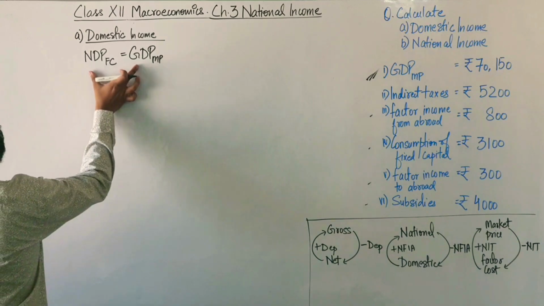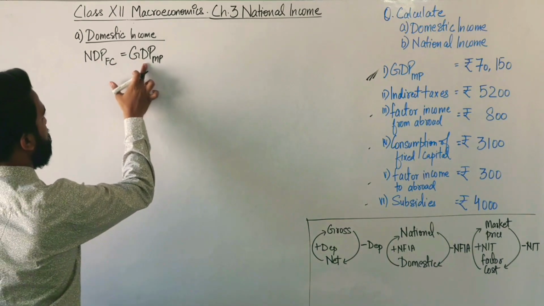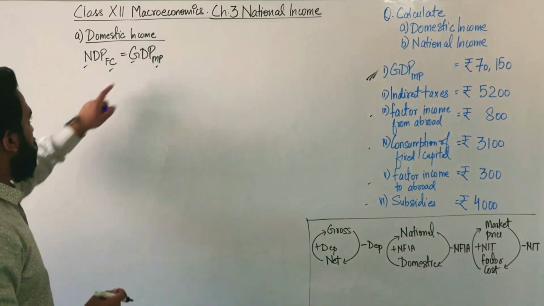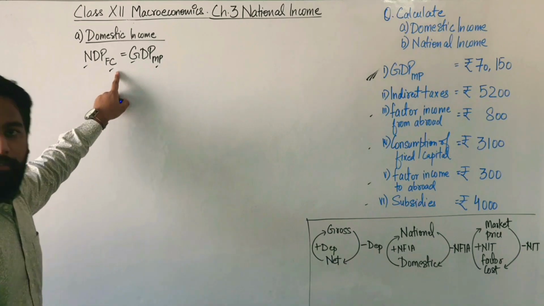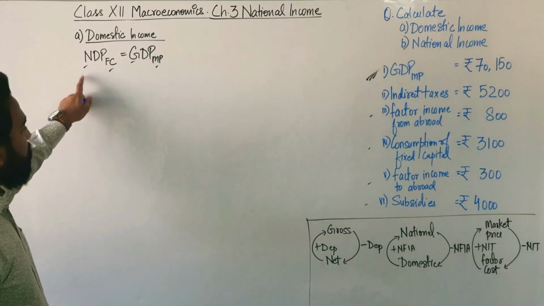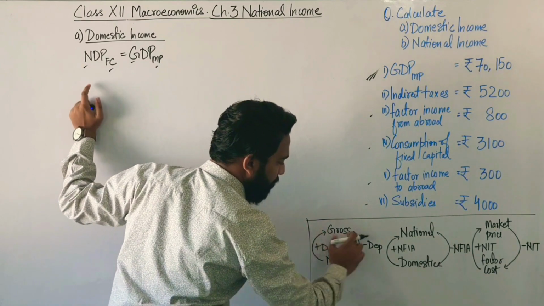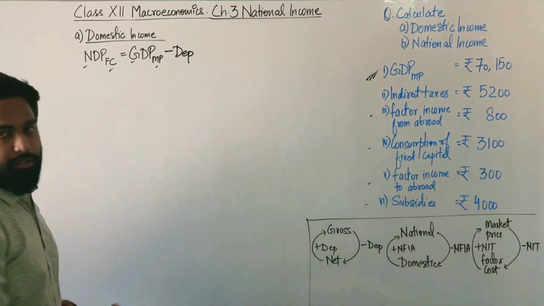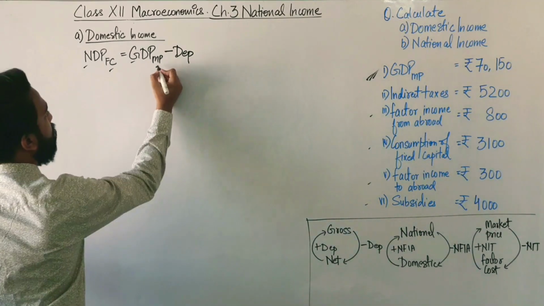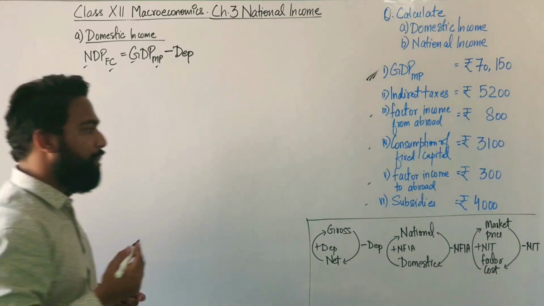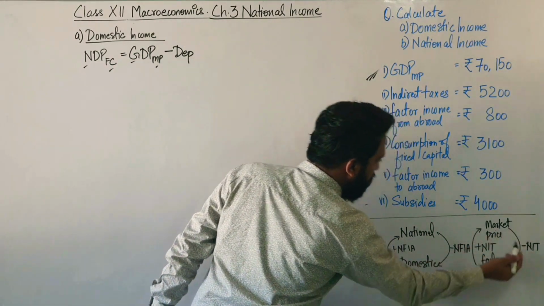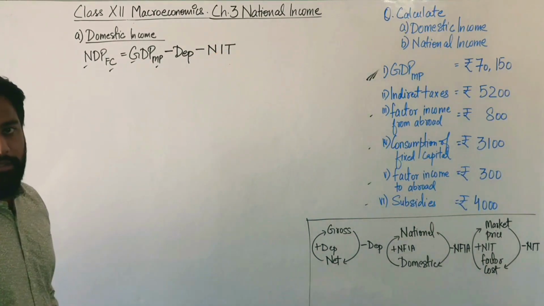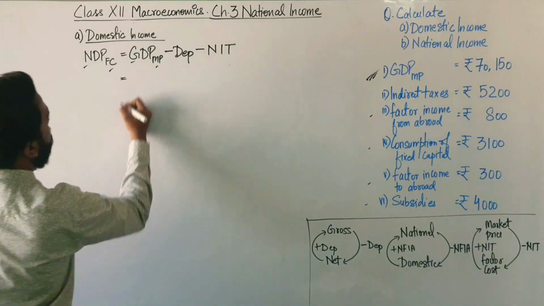Now, let's see the differences. Gross and net. Domestic and domestic, market price and factor cost. So, there are two things which we have to convert: gross to net and market price to factor cost. Now, to convert gross value into net value, what do we do? We deduct the depreciation. Now, to convert market price into factor cost, we deduct NIT, net indirect taxes. Is that clear? Now let's put down the values.